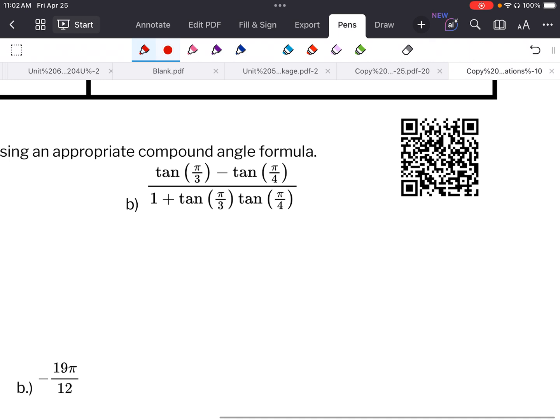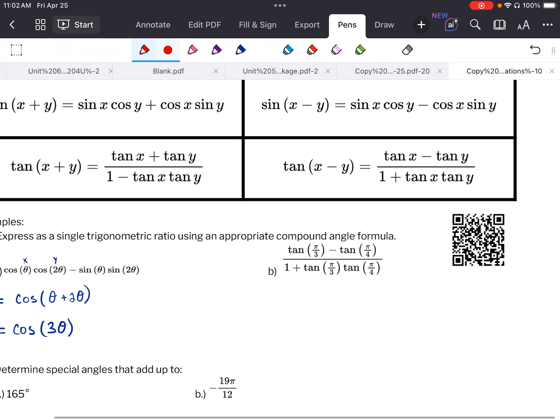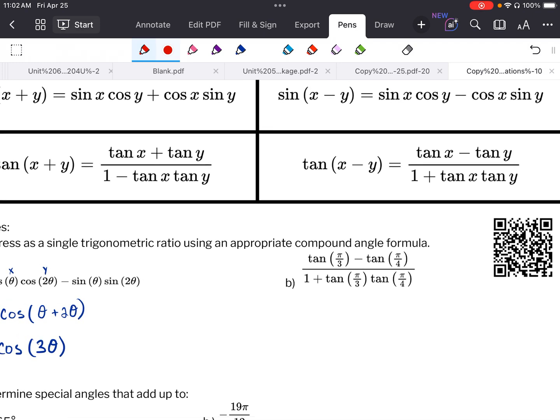The next one, okay, we know it's going to be one of the tan compound angle formulas. We have tan pi over 3 minus tan pi over 4, all of that over 1 plus tan of pi over 3 times tan pi over 4. So there's 2 tan compound angle formulas. One has a plus sign on the numerator, a minus sign on the denominator. The other one is the opposite. We can see the one we're working for is a minus on the numerator. So that tells us we will be working with tan x minus y.